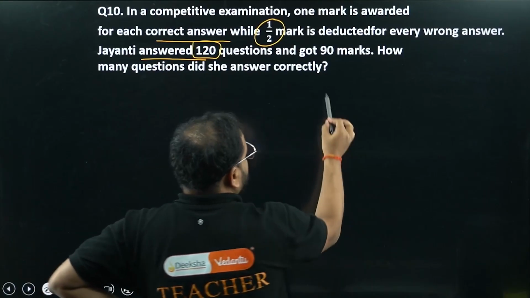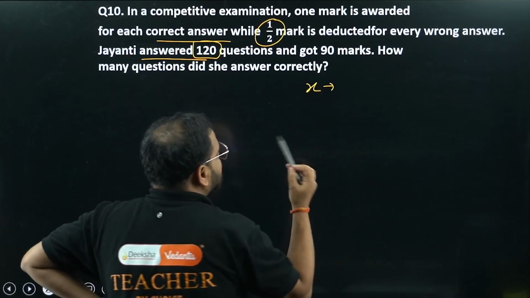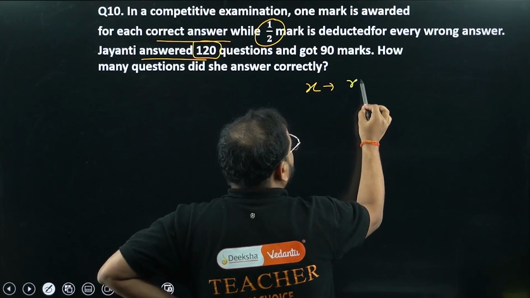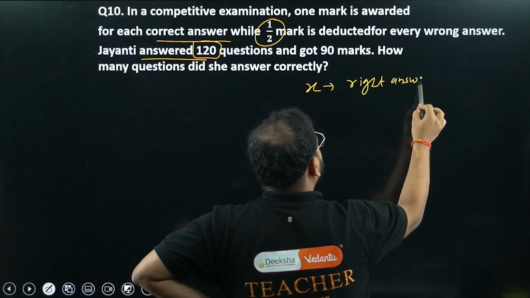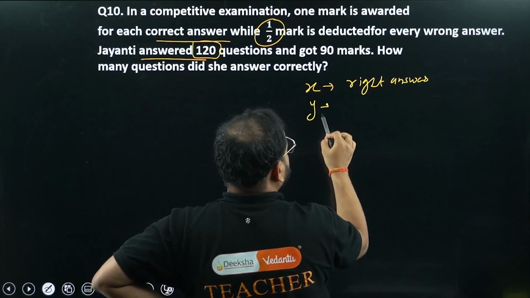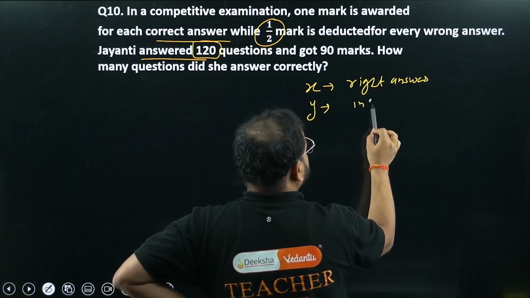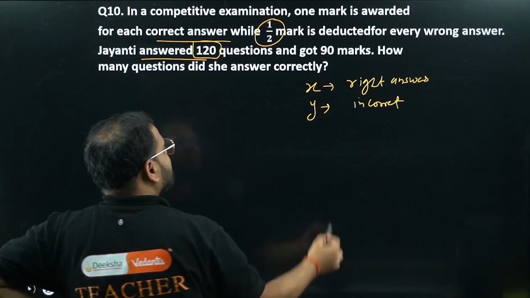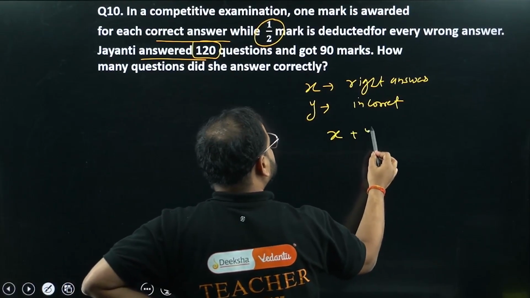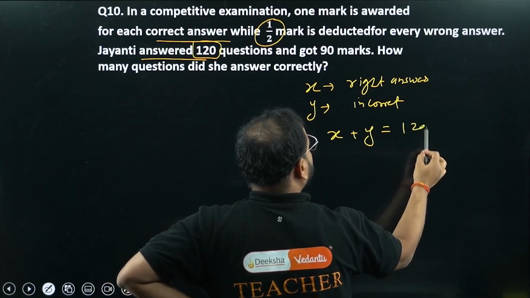Let's say C answered X right questions, meaning right answers, and C answered Y questions incorrectly. The total number of questions that C answered was what? X plus Y equals 120.